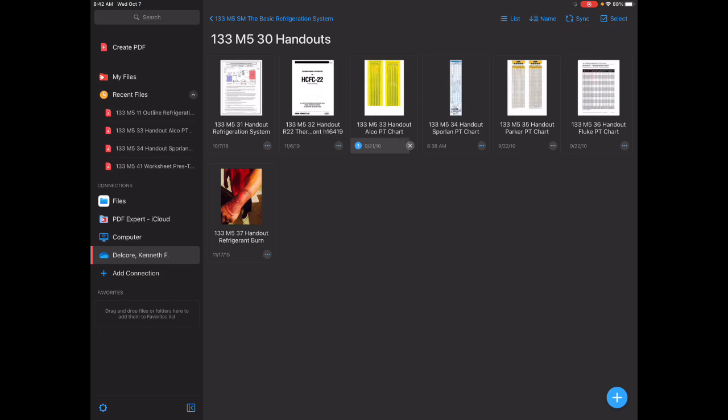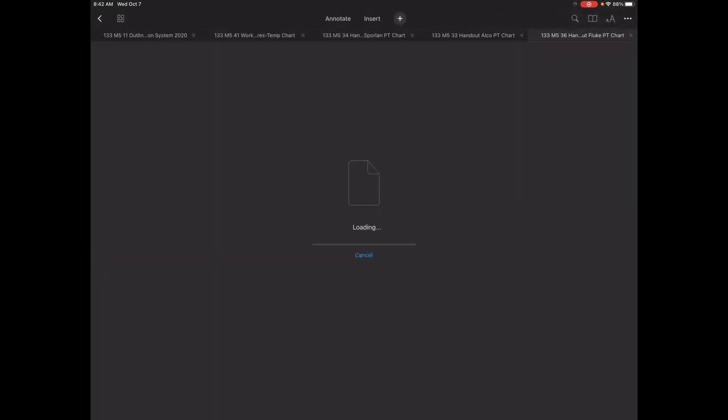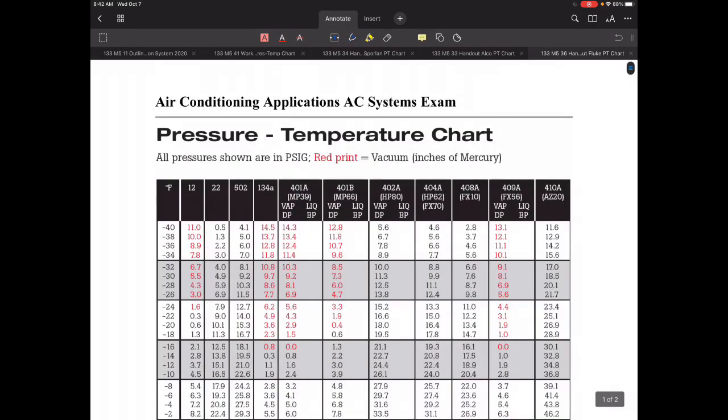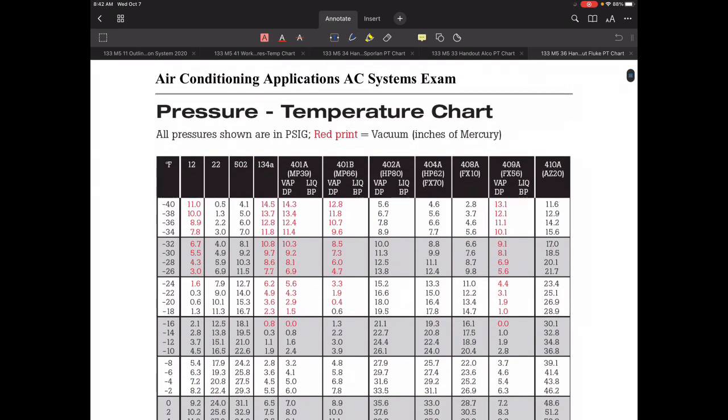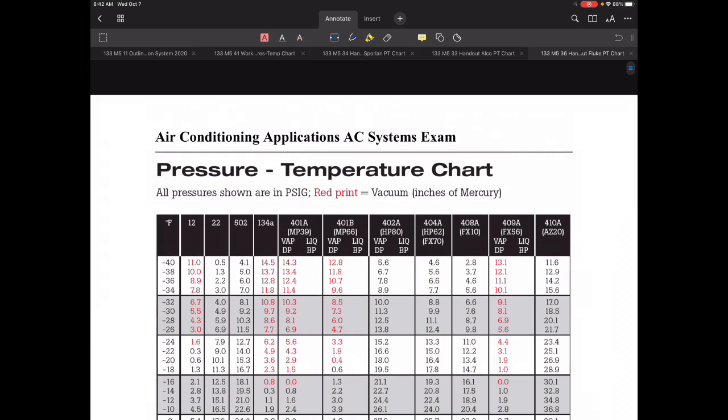So what I want to do is take a look at handout number 36. And we're going to pop that one open and see that. Now 36 is going to give us maybe a little bit different glimpse of it. And you'll notice that on handout 36, that happens to be the temperature pressure chart that is from Fluke.